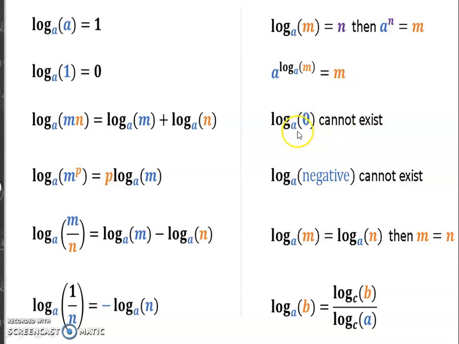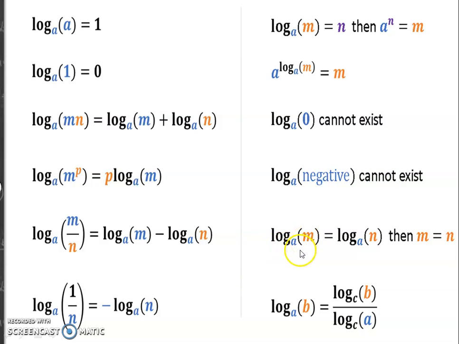Log 0 to the base a cannot exist. It is a universal mathematical problem. Log of a negative number to the base a cannot exist. That means if a number has a negative sign, log is not possible there.